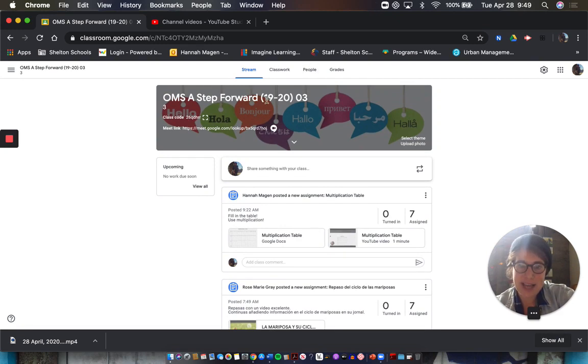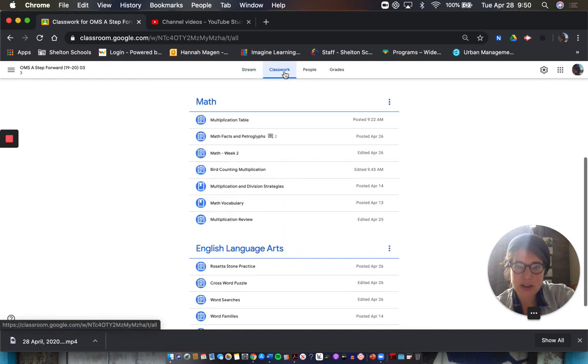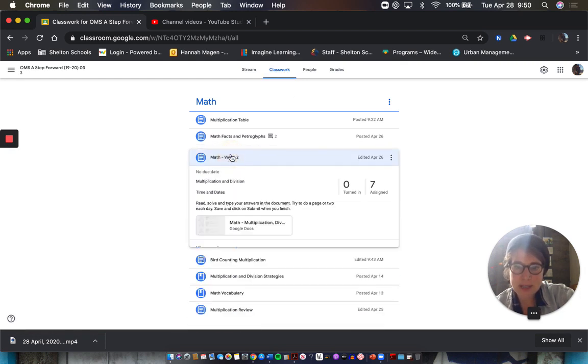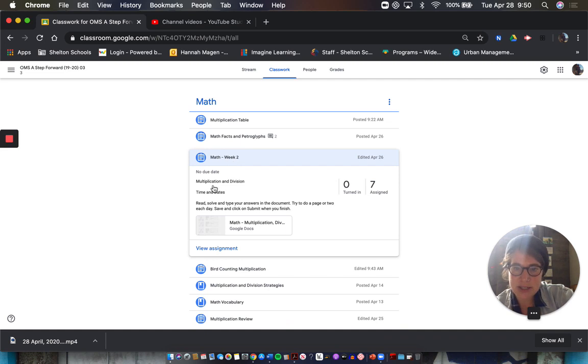Alright, so here's my class. Here's that code. If you haven't joined yet, please join. Right now I want to talk about this Math Week 2. This is multiplication and division revision. A lot of us already know how to do these things, and a lot of us are just practicing, and practice is the best kind of learning we can do right now.